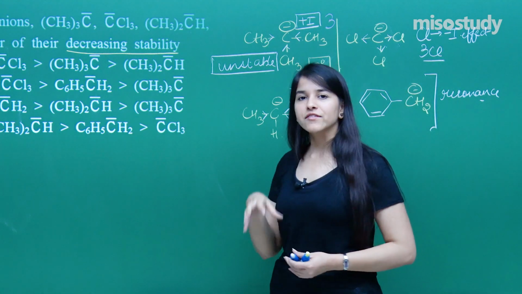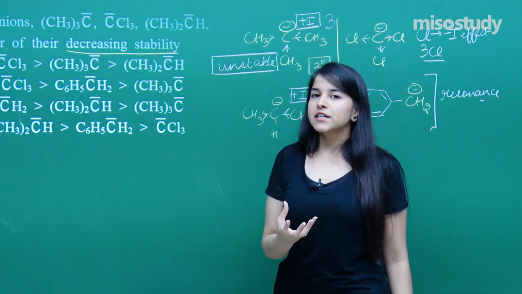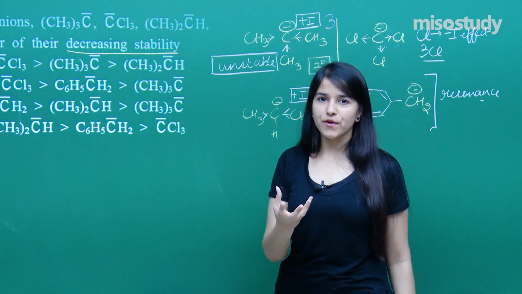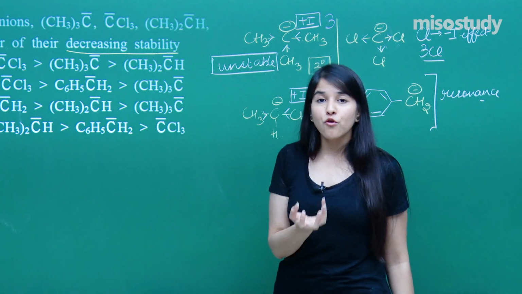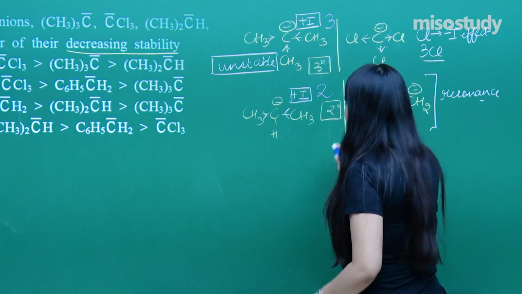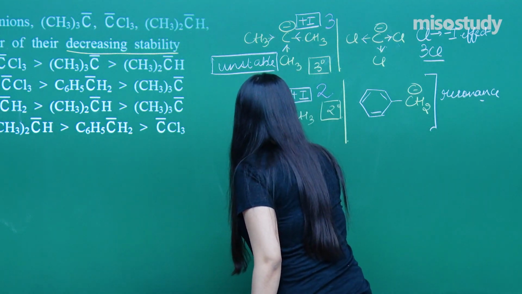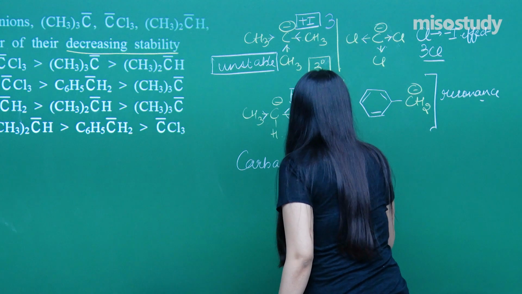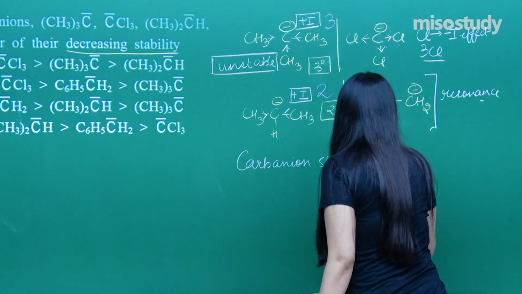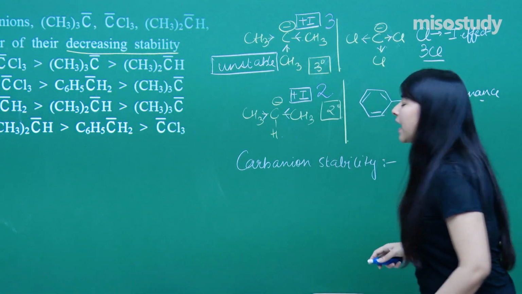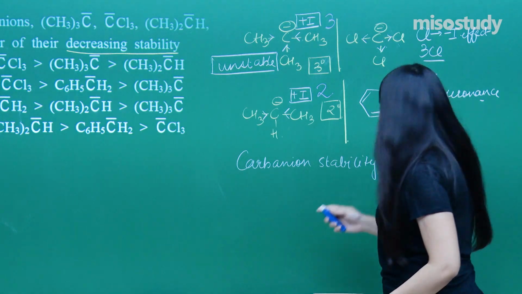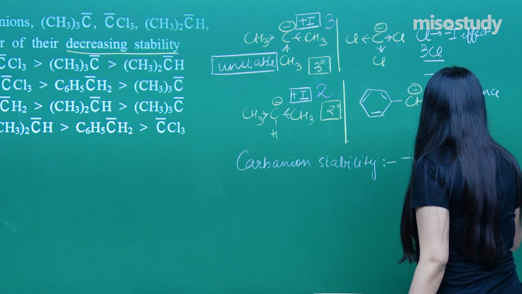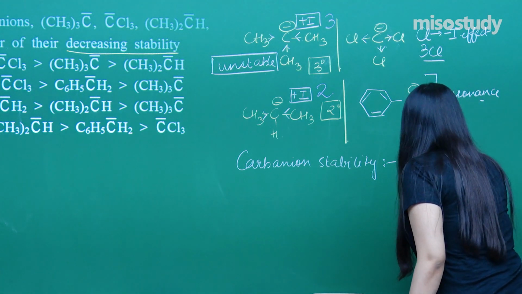Now I need to judge the stability. How to judge the carbanion stability? In which the negative charge is dispersed very well, or it is able to hold the negative charge. So basically, how to judge the carbanion stability? The one having the negative charge stabilization. So negative charge stabilization is the answer.